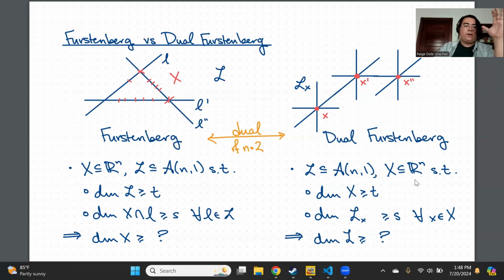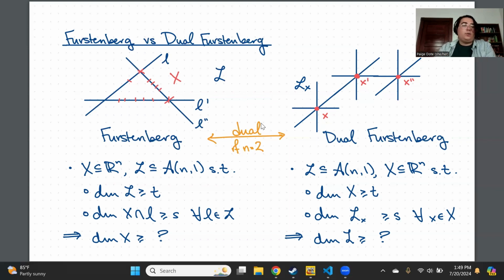The idea is you can identify a line, y equals mx plus b, in the Furstenberg set case with the point, or vice versa, with the point (m, b) in the plane. And this point-line duality is what allows one to go from Furstenberg sets, which are more classically studied, to dual Furstenberg sets, which have been of study most recently, though both are interesting questions, of course.